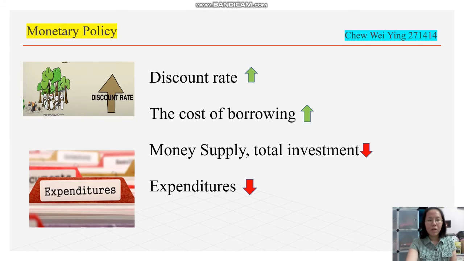Secondly, monetary policy. The government needs to use this policy by increasing the discount rate. When the discount rate increases, the cost of borrowing will increase too. So the commercial banks can only borrow less from the FED. Due to this, the money supply and total investment will decrease too. Thus, when total expenditure decreases, the issue of inflation will be overcome.